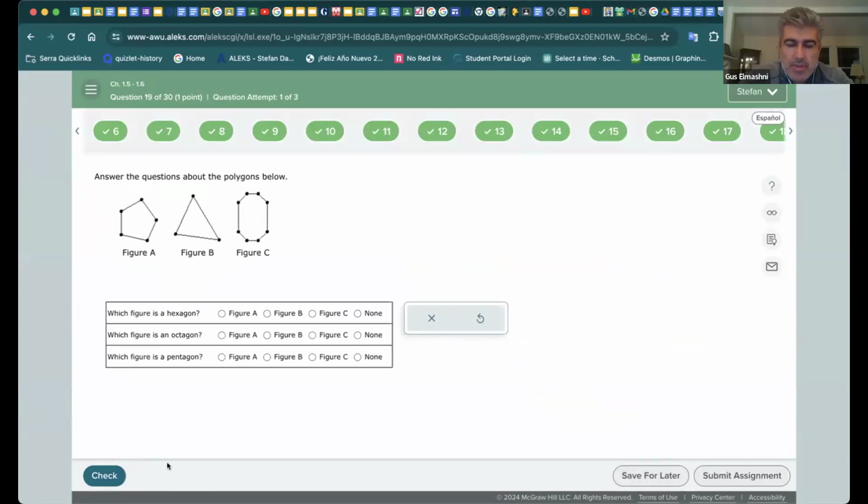Hexagon, 6 sides. Which one's that one? Do any of them have six sides? None of them do. But octagon, 8 sides, is A. Yep, okay. Easy peasy.